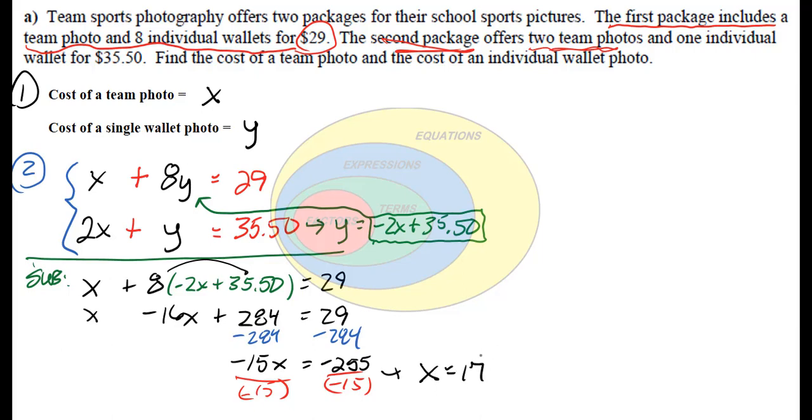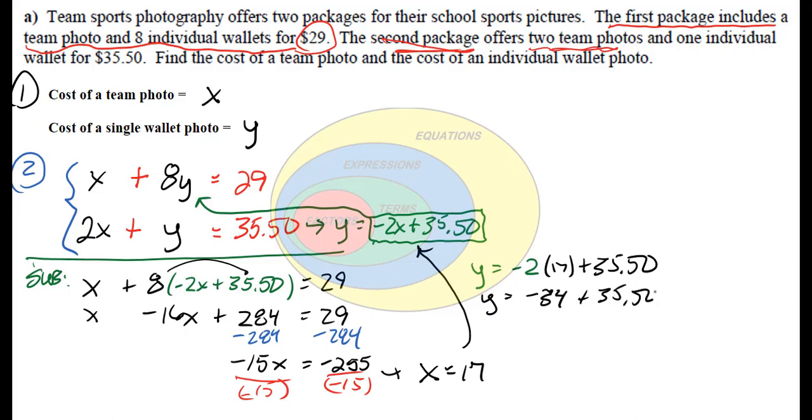So I'm going to take x equals 17 and plug it into my substitution equation to find y. So y should equal negative 2 times that 17, that's the x, plus 35.50. So I get y equals negative 34 plus 35.50. So it looks like y equals, and subtracting 34 from 35.50 would just be 1.50.